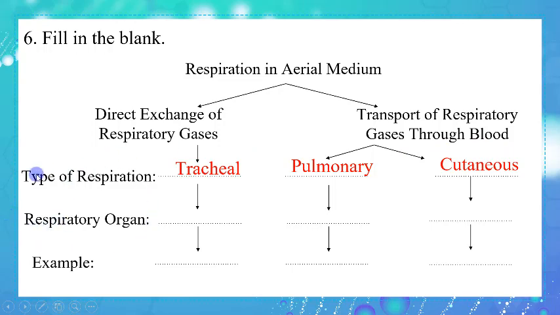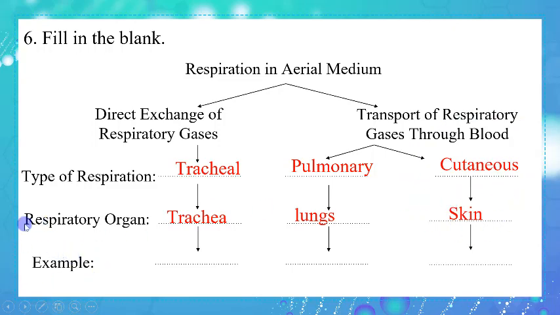What is the respiratory organ in each type? Let's see. What is the respiratory organ in tracheal respiration? In this case, the respiratory organ is the trachea. What about pulmonary respiration? What is the respiratory organ? It is the lungs. What is the respiratory organ in cutaneous respiration? The respiratory organ is the skin.